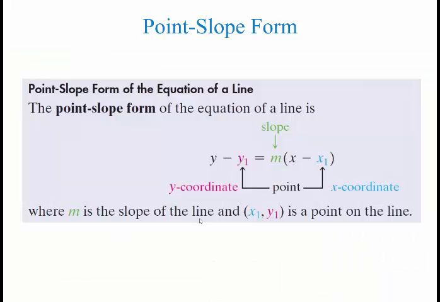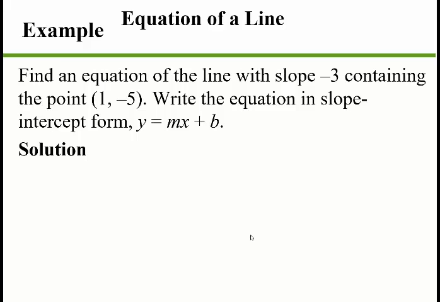All right, the point slope form. All right, the point slope form of the equation of a line. Remember we talked about this in the last video. This is y minus y1 is equal to m, and then in parentheses, x minus x1. So m is the slope, and this x1, y1 is any point on the line, literally any point. All right, so find the equation of the line with slope -3 containing the point 1, -5. And then let's write the equation in that slope-intercept form.